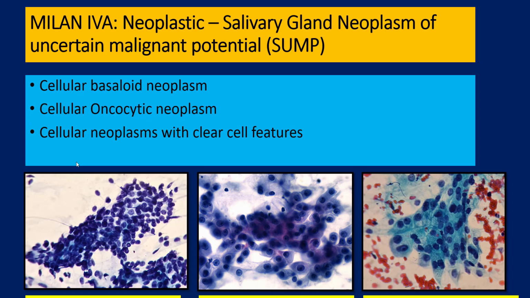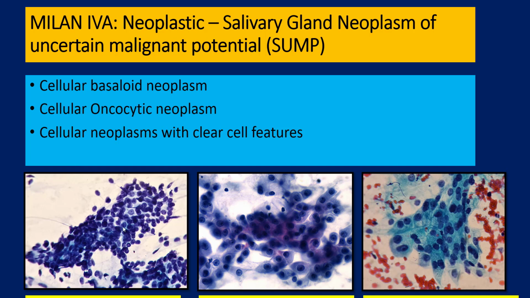Salivary gland neoplasms of uncertain malignant potential. There is a particular slide, if I remember, I had shown you, where you have solid lesions, right? And cells were basaloid, cells were oncocytic, cells were clear, right? So cellular basaloid neoplasms, if you remember the slide, cellular oncocytic neoplasms and cellular neoplasms with clear cell features. So these are some of the representative slides. I'm not going to go into the diagnosis.